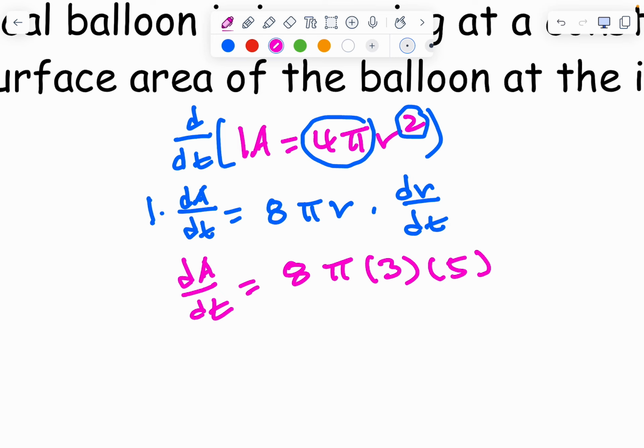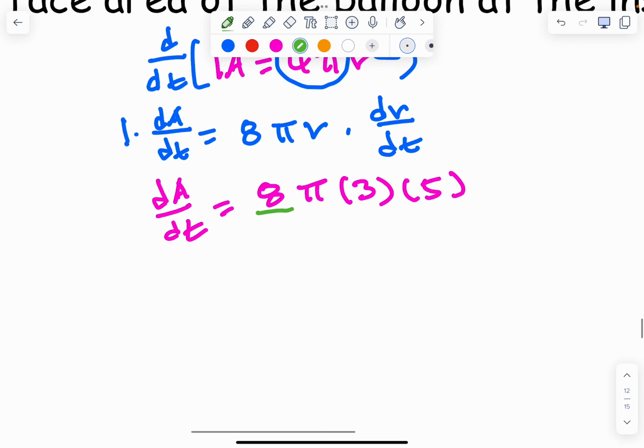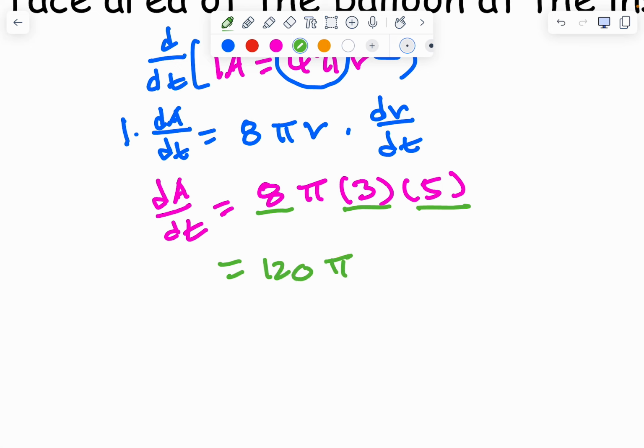Absolutely not. So here's the easiest way to multiply. What is 8 times 5, everybody? 40 times 3? 120. So we have 120 pi. What am I going to put after the millimeters on the power? Ooh, area. Squared per second. Are we good on that?